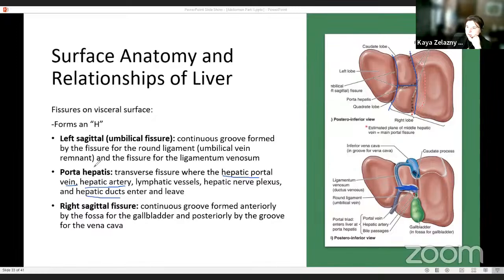And then we also have a right sagittal fissure. This is going to be a groove that's formed by the fossa for the gallbladder on the anterior portion, and then a groove for the vena cava on its posterior portion. Okay. So we got an H, porta hepatis is in the middle, right sagittal fissure, you'd see the gallbladder anteriorly, vena cava posteriorly, and then the left sagittal fissure is formed by remnants of the umbilical vein, which we call the round ligament of the liver here.